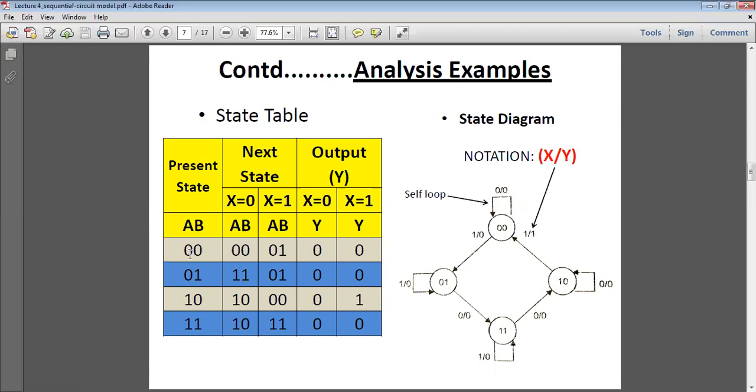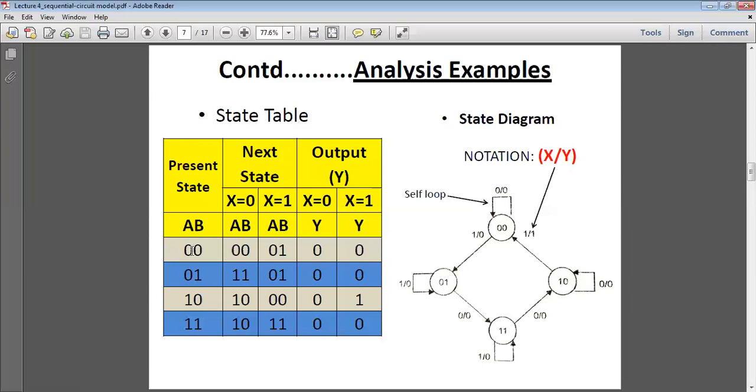So here first you could see 0, 0 present state means here it is 0, 0. Now when x is equal to 0, what is the next state? It will be 0, 0. As x is 0, what is the output? Output is also 0. So it is denoted by 0 by 0, and it remains at 0, 0 after the clock pulse, so it is a self-loop. So when present state is 0, 0 and external input is 0, then external output will be 0 and next state will be 0, 0. Because of that it will stay in the same loop.